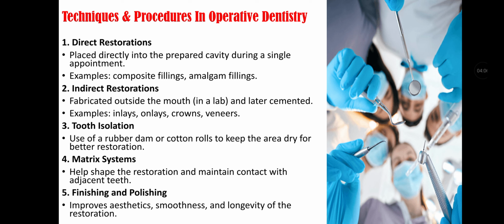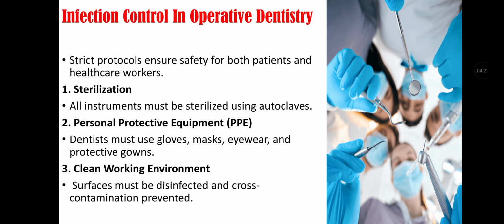Third is tooth isolation, that is use of rubber dam or cotton rolls to keep the area dry for better restoration. Fourth is matrix system, that is to help shape the restoration and maintain contact with adjacent teeth. Fifth is finishing and polishing that improve aesthetics, smoothness, and longevity of restoration.